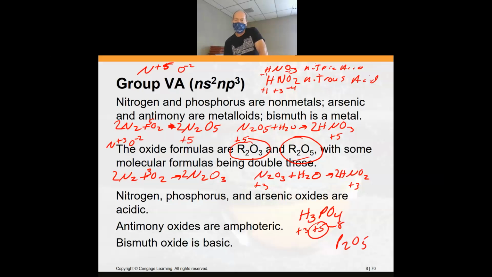All right, if you have your phosphorous acid, H3PO3, you got your -6, your +3. Again, you got a +3. That's going to give you your P2O3. So for every group 5, you're going to end up with whatever the element is, 2 of those, and then O3, or O5, whether it's nitrogen or phosphorus.